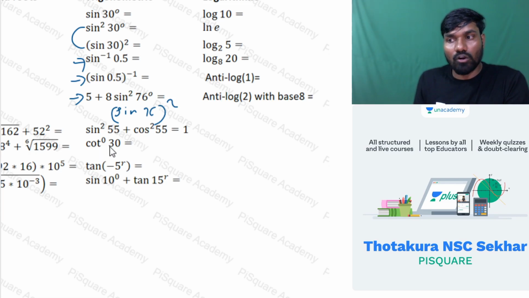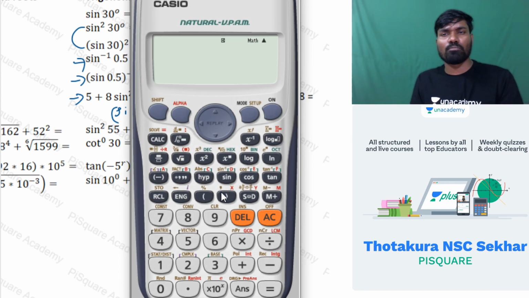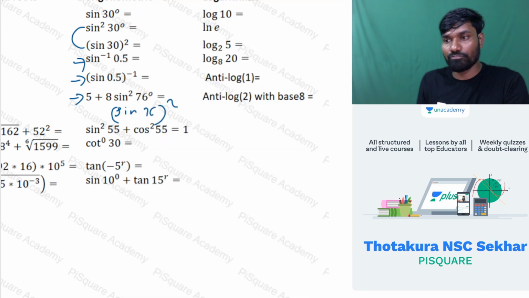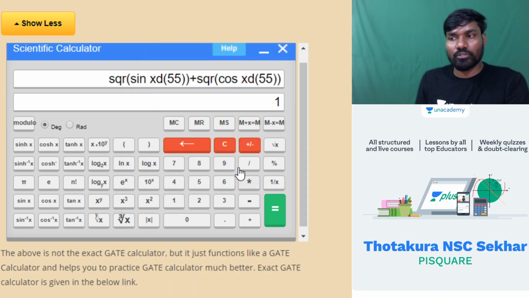Next one, cot 30 degrees. Do you have cot in this calculator? We don't have cot even in this calculator. How do you perform cot in this calculator? Same way you'll perform in that calculator also. That is 1 by tan 30 degrees. 1 by tan 30 will give you cot 30. That's it. Root 3. Same way you will do here also.